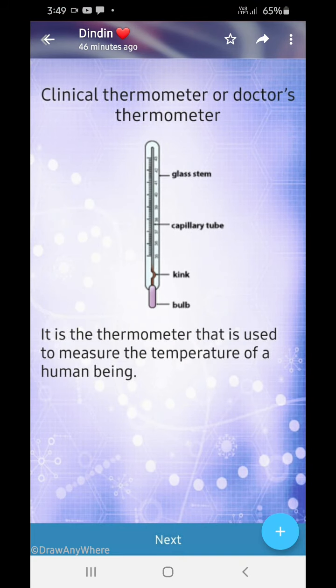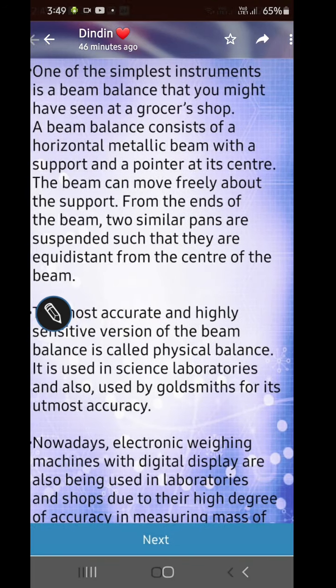Now, what is a clinical thermometer? It's a small piece of the laboratory thermometer, for measuring the temperature of human beings.